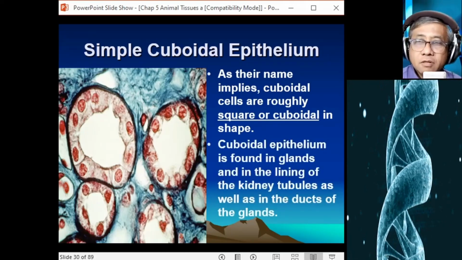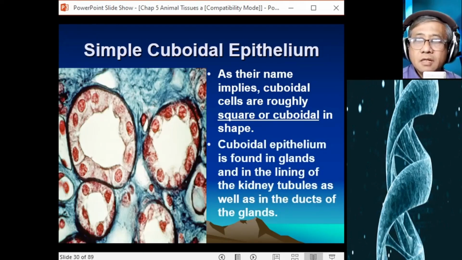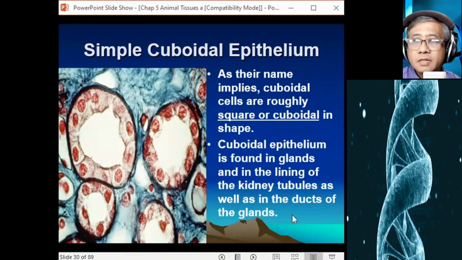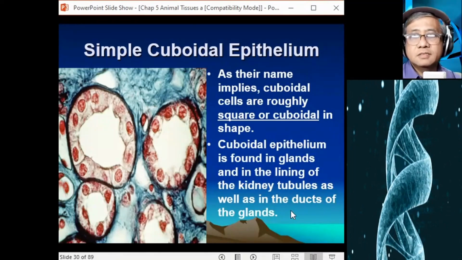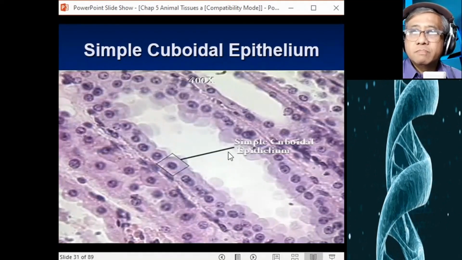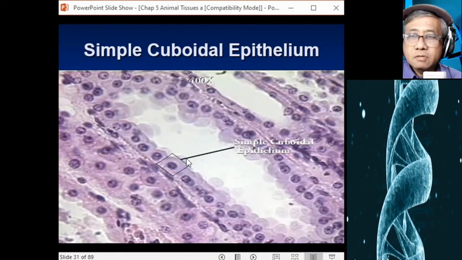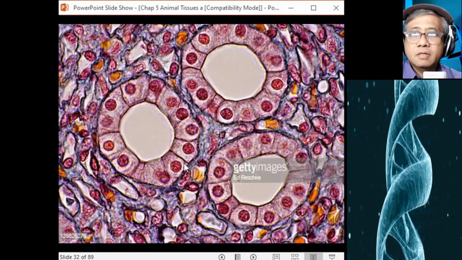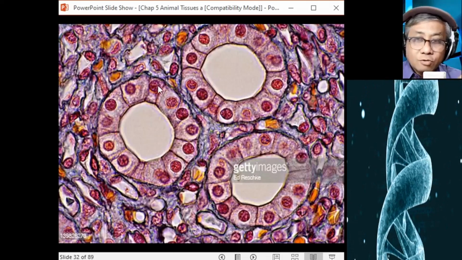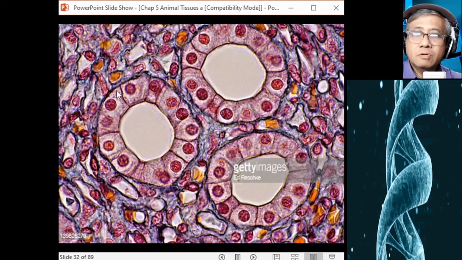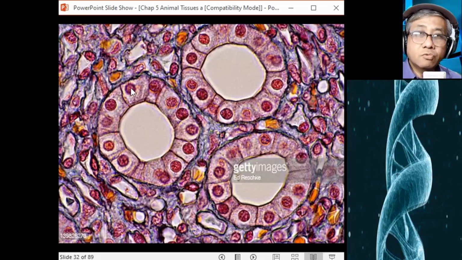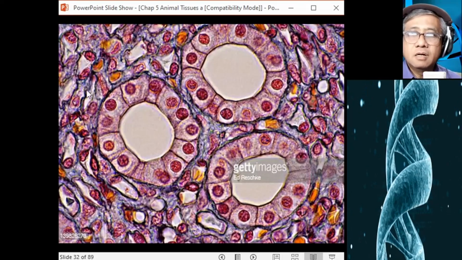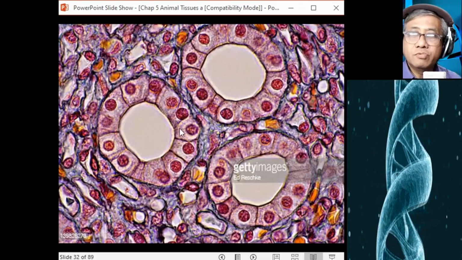These are the kidney tubules, and if you will notice, the cells are cube-like or square-like. Alright, cuboidal epithelium is found in the glands and the lining of the kidney tubules. Itong photo na ito are the kidney tubules, as well as the ducts of glands. So this is simple cuboidal. Yung mga cells niya are square-like or cube-like, yung parang niroll siya into a tube. So the kidney tubules are examples of simple cuboidal.